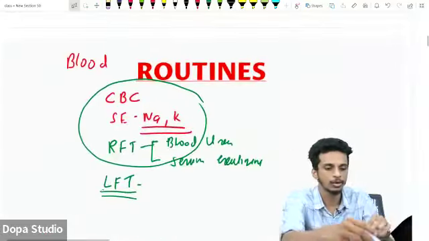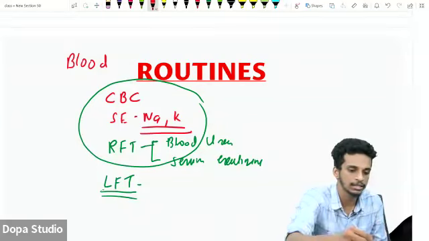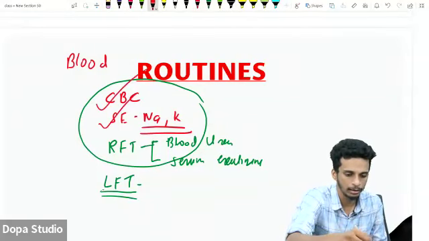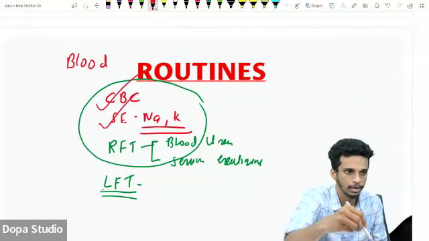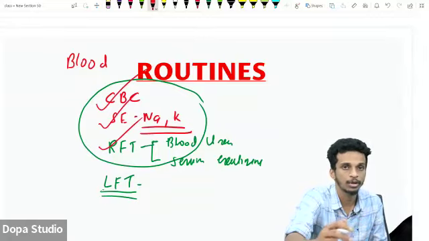Routines included CBC. We have extensively discussed CBC. Routines include electrolytes, sodium and potassium. We have discussed electrolytes also. We have already discussed RFT also.